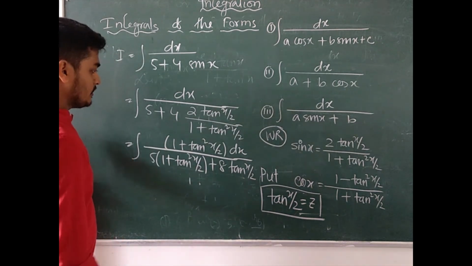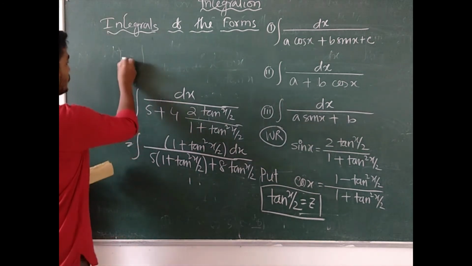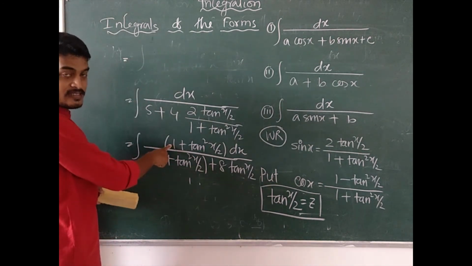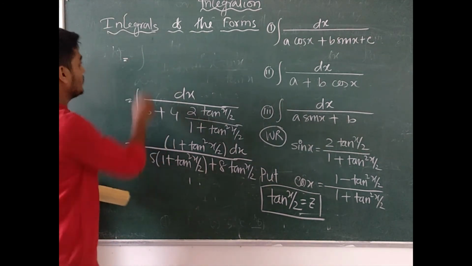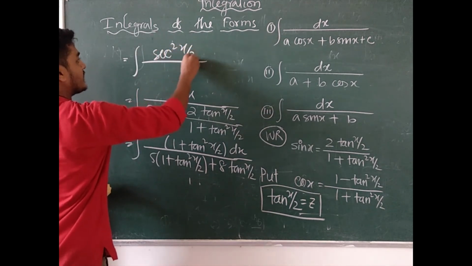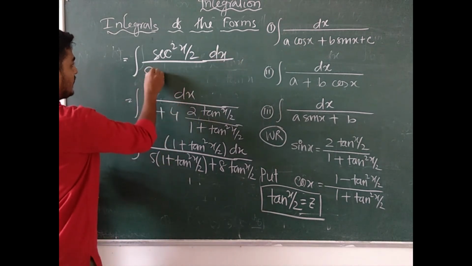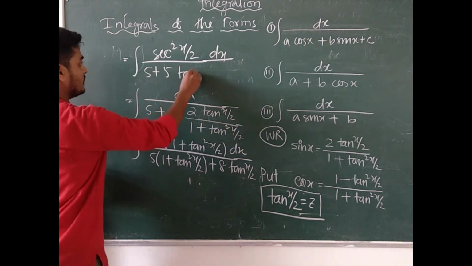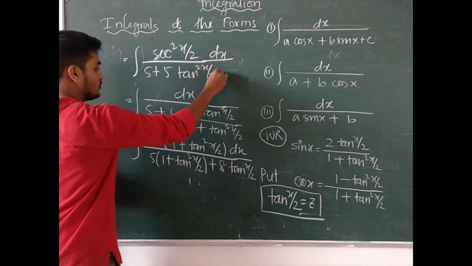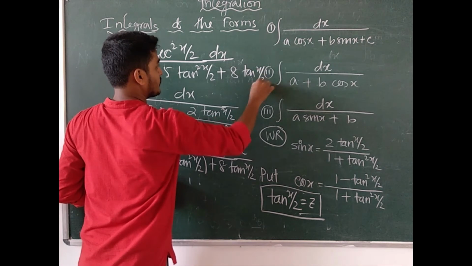Okay. So in the next step, what will we do? We know that sec square x is equal to 1 plus tan square x. So the numerator will be sec square x by 2 dx, and the denominator will be 5 plus 5 tan square x by 2 plus 8 tan x by 2.